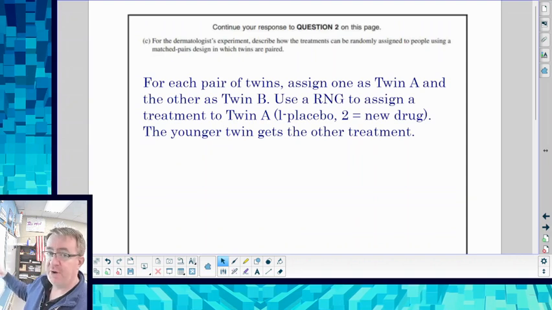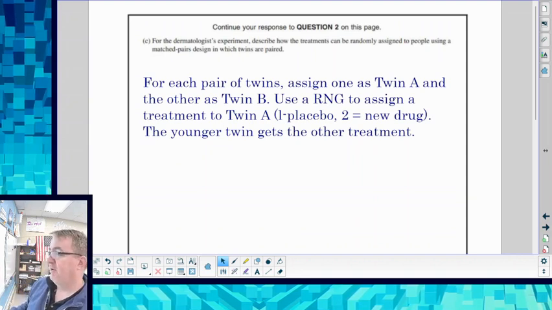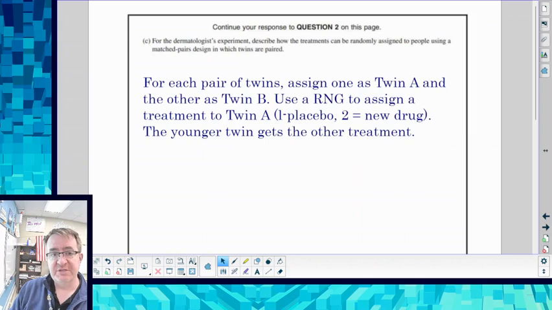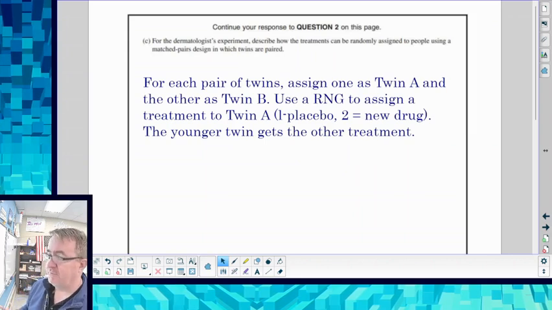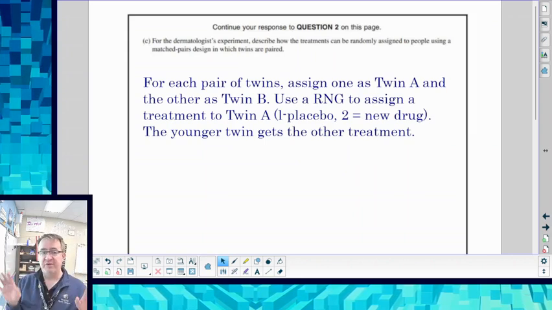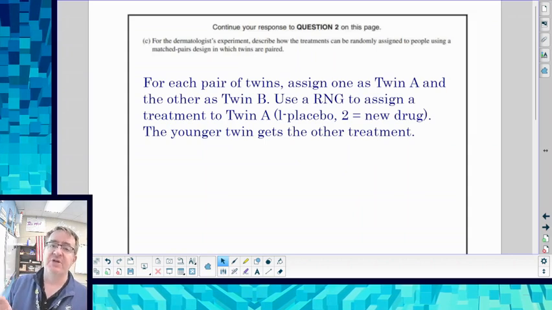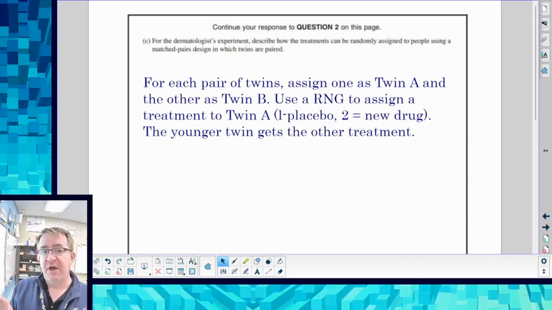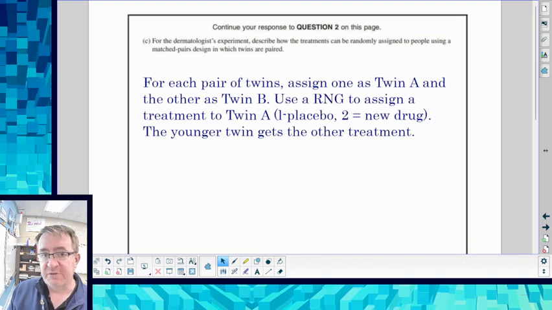Now you can flip a coin here. You can have them reach into a bag where there are only 2 choices. However you want to do it. But basically what it amounts to is that you assign twins a number or name, you randomly choose one of them, and then the other one gets whatever's left over.